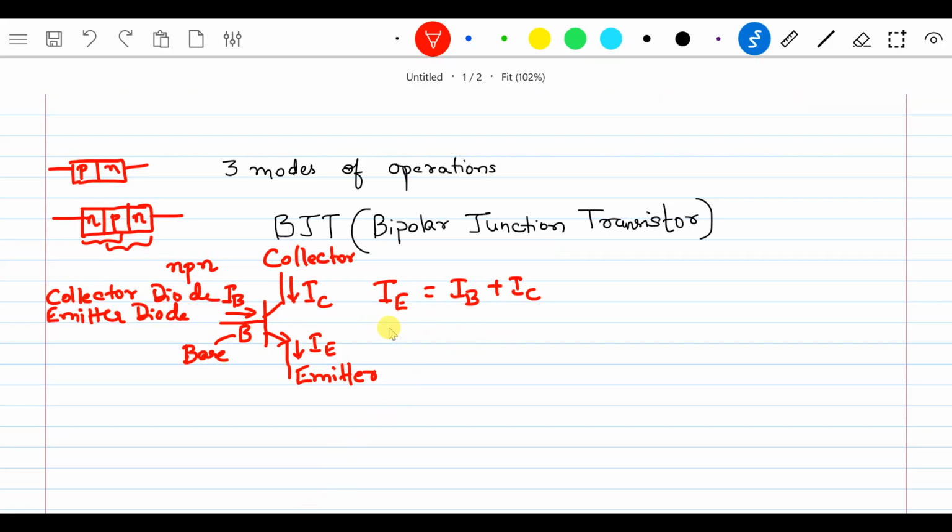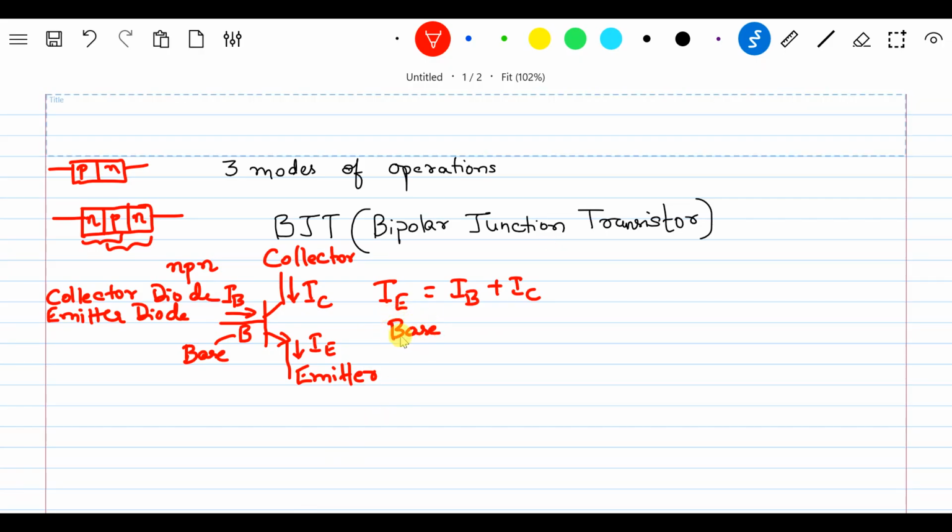The base is always lightly doped. As the base is lightly doped, we normally consider the emitter current to be approximately equal to the collector current. Because when the base is lightly doped, the base current will be very small, normally in microamps. So it is very, very small. Therefore, we approximately take IE and IC to be equal, meaning both the emitter and collector currents are equal.